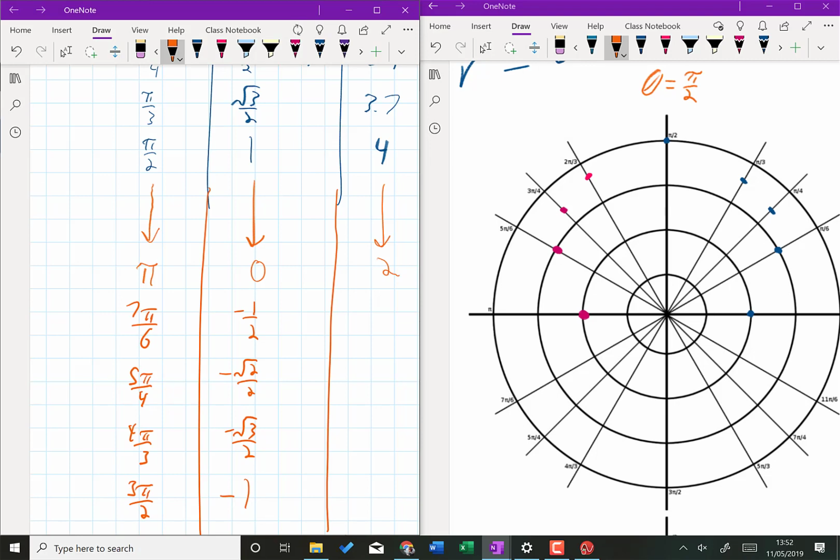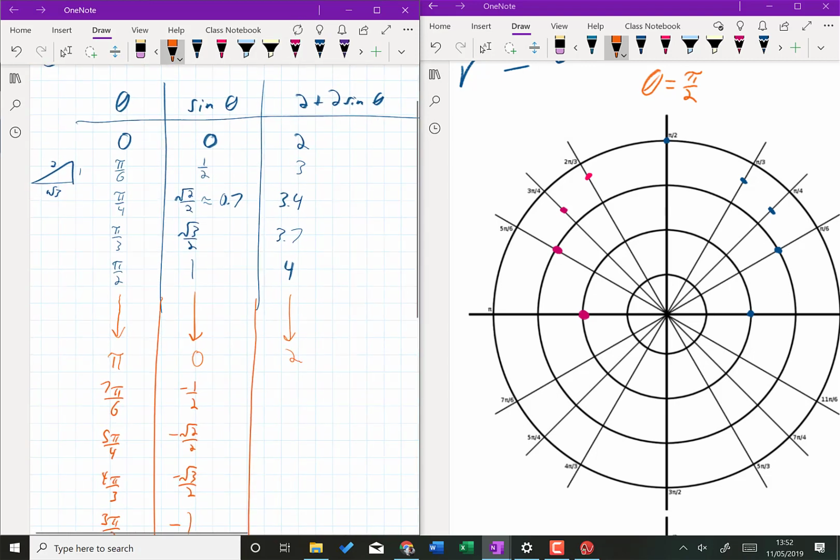And now the math, 2 minus 1, then 2 minus 1.4, should be 0.6, then 2 minus 1.7, and then 2 minus 2, 0.